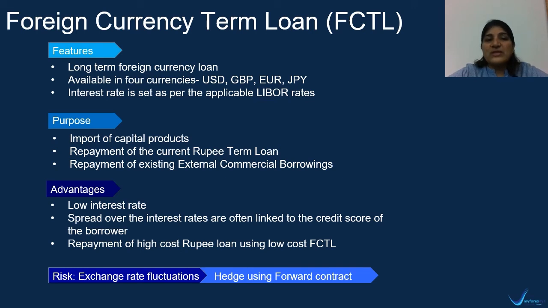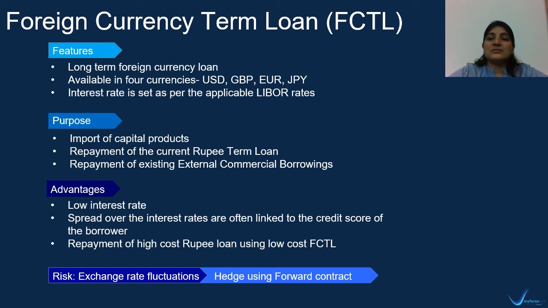Now, why would someone choose an FCTL? Because of the low interest rates. The spread over the interest rates are often linked to the credit score of the borrower. And the repayment of the high cost rupee loan using the low cost FCTL. So these are the advantages of the foreign currency term loan. But the risk is certainly of the exchange rate fluctuation, which, well, we know how to manage through using the forward contracts.